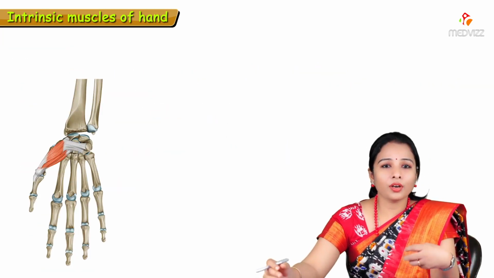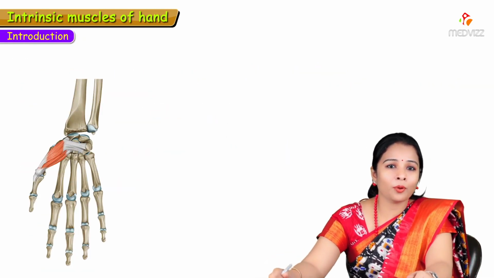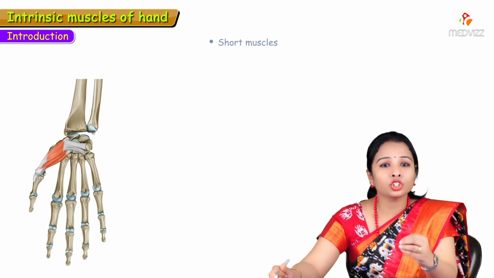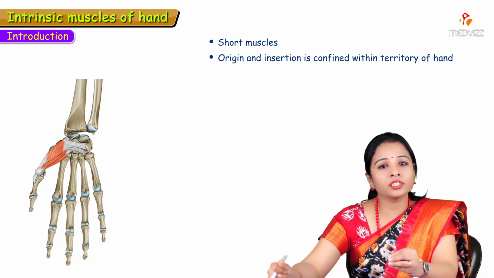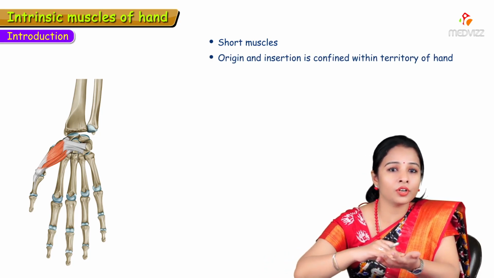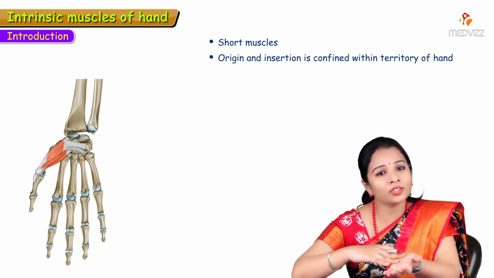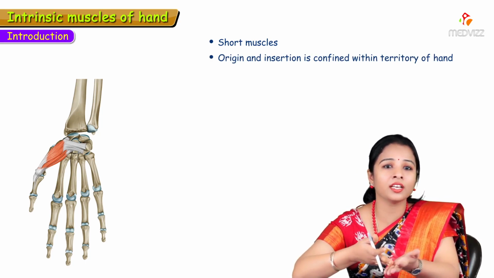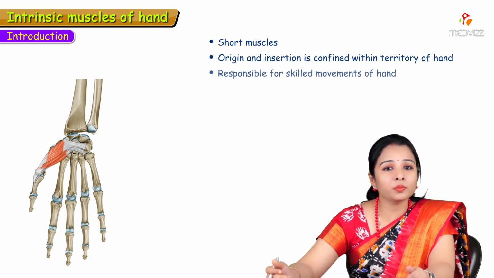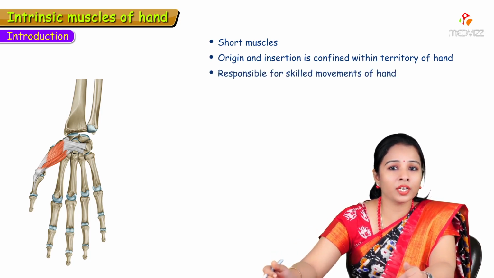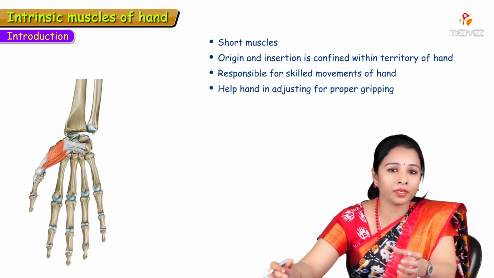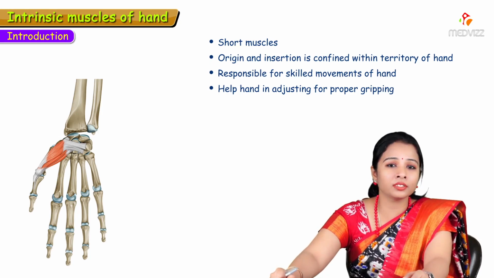So next, coming to our topic proper, that is intrinsic muscles of the hand. There are short muscles whose origin and insertion are confined within the territory of the hand. I told you all in the beginning, they get origin within the hand and get inserted within the hand. That is the reason they are called intrinsic muscles, and they are responsible for the skilled movements of the hand and also help in adjusting the proper gripping, like holding, gripping and all these things.